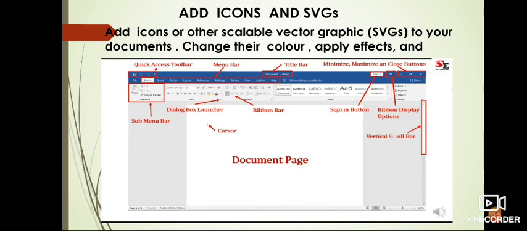SVG is scalable vector graphics. You can add the mixing of two colors, and you can also give the scale to that. So these are the basic features that are provided by Word 19.